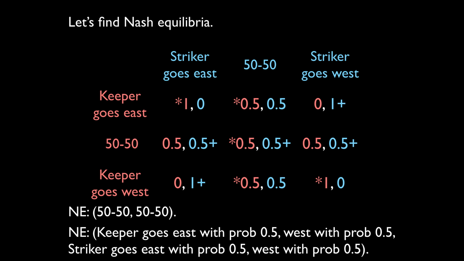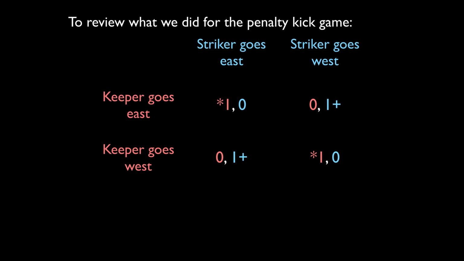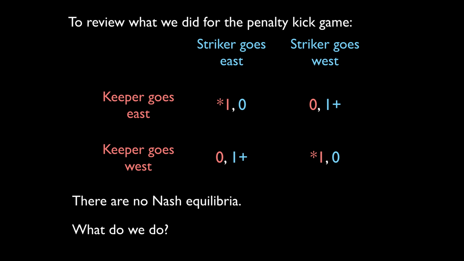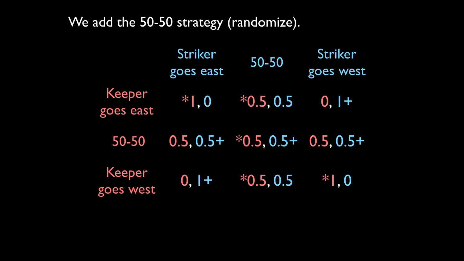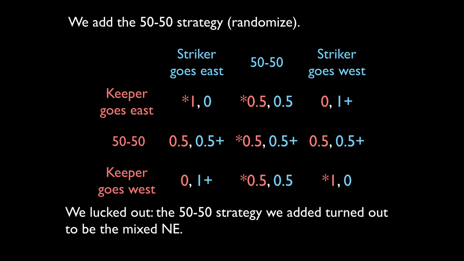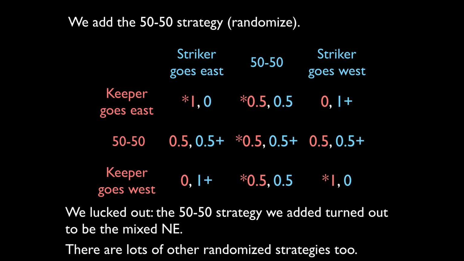Yeah. Okay, so this sort of makes sense. Okay. All right. So what do we do? Again, this is the original situation to review. There's no Nash equilibrium here. So what do we do? We added the 50-50 strategy, and we got this Nash equilibrium. Somebody asked us already, is this always going to work? Is this 50-50 always going to work? In some sense, you lucked out, right? We didn't consider lots of other things like 52-48 or 30-70. There are actually lots of ways you can randomize. So there are lots of other randomized strategies too. We just happened to luck out here, but we might not luck out in the future.